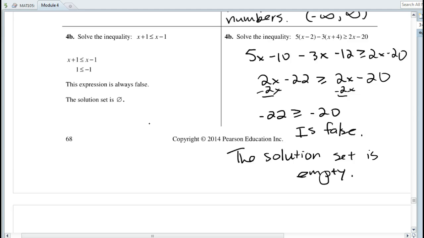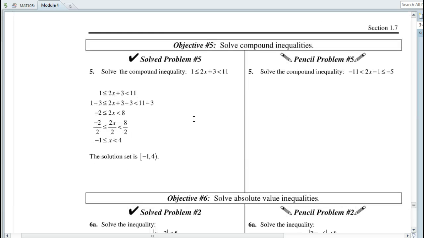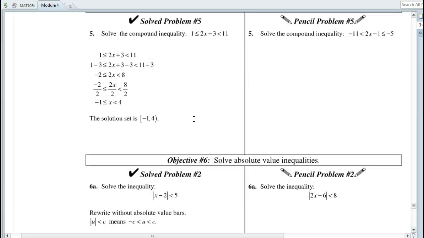That's what the symbol represents right here that they're using over here. If we haven't discussed it, the empty set just stands for the set with nothing in it. Okay, let's do a couple more.